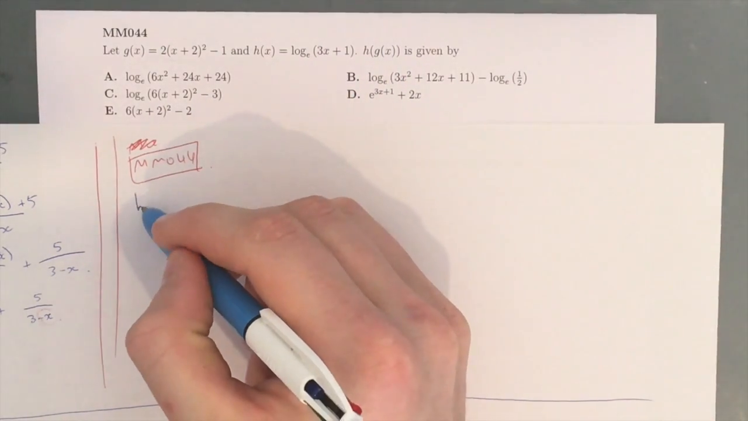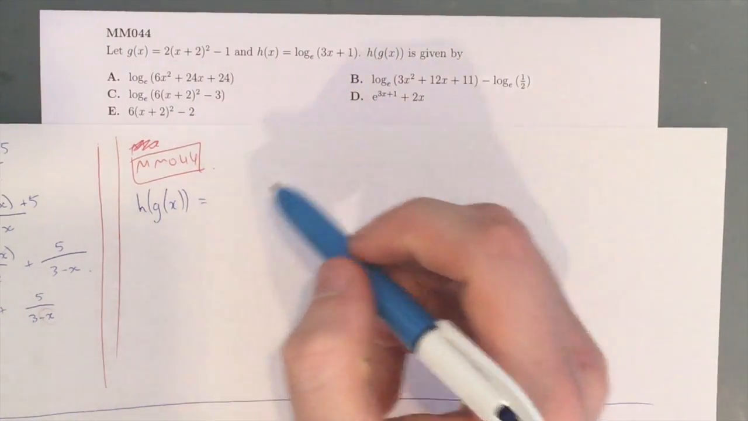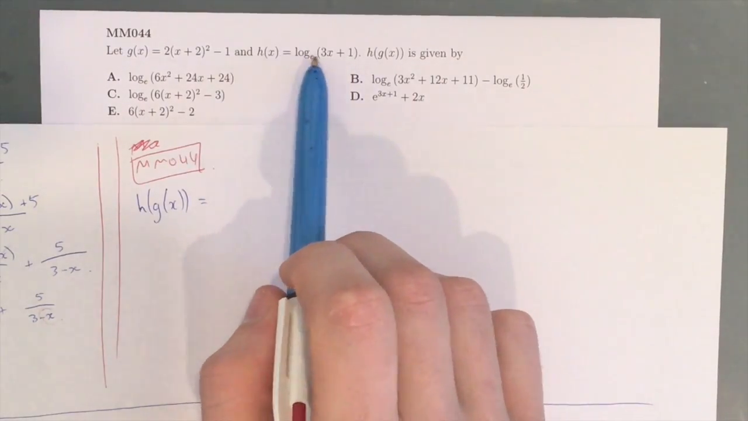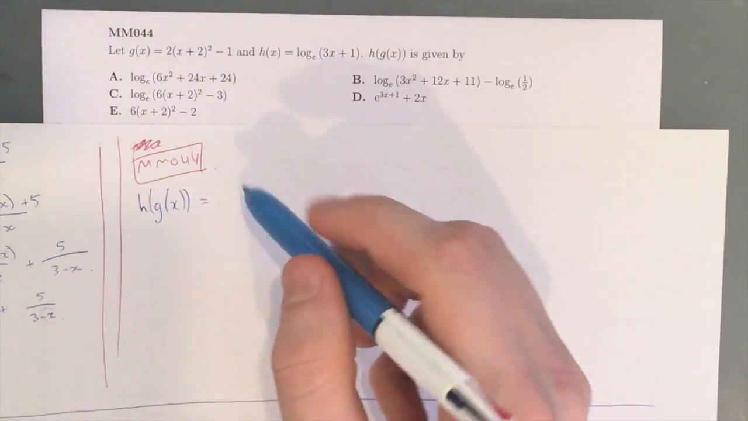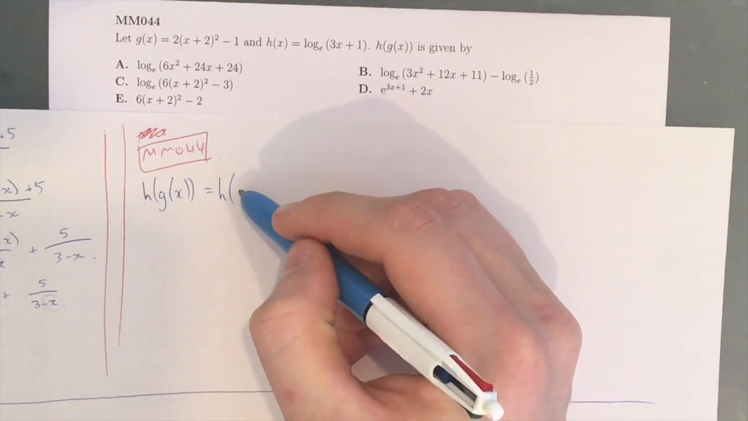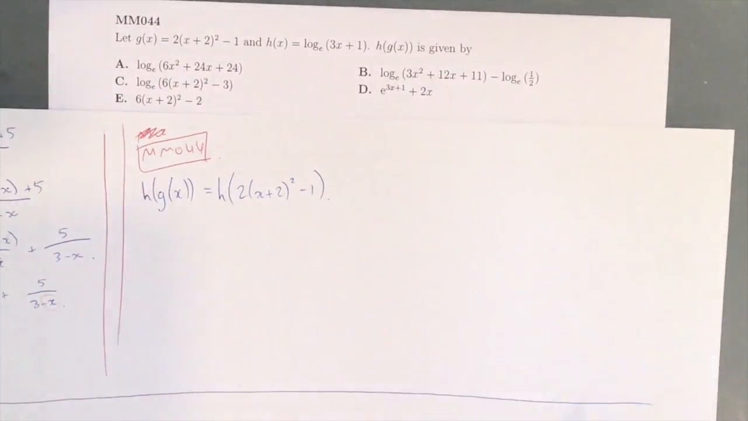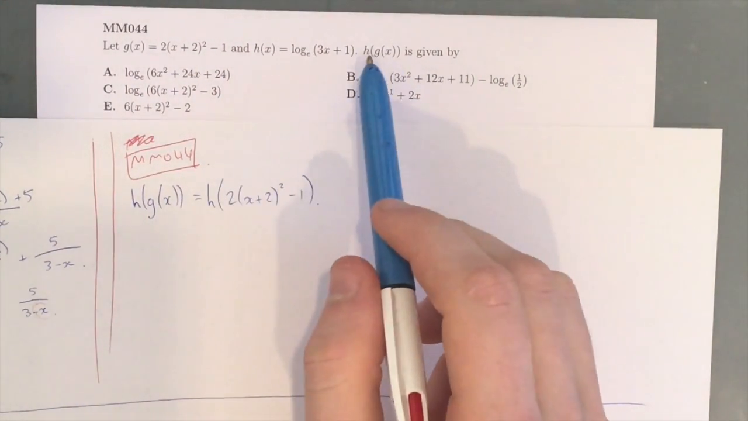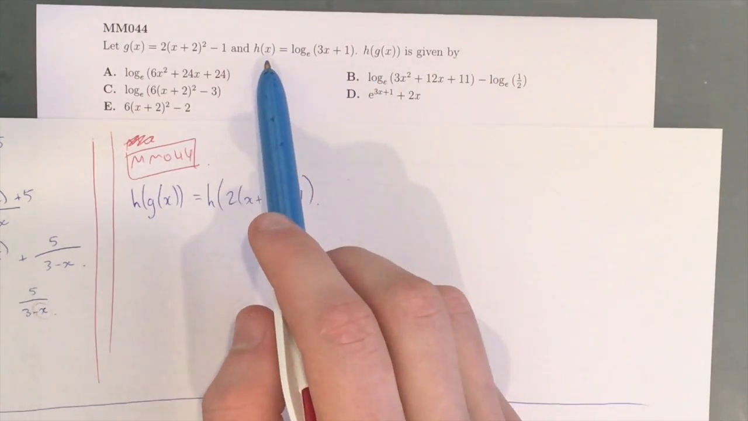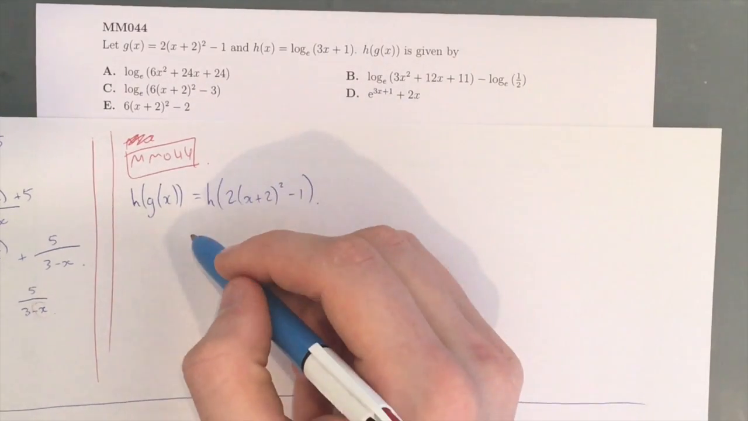So what does h of g of x actually mean? Basically we take g of x and we replace all the x's inside h of x with the whole of g of x. What I mean by that is h of g of x would be the same as h of 2 times (x plus 2) squared take 1. Which means that instead of h of x equals log e of 3x plus 1, we get h of this, where we replace all the x's with this.